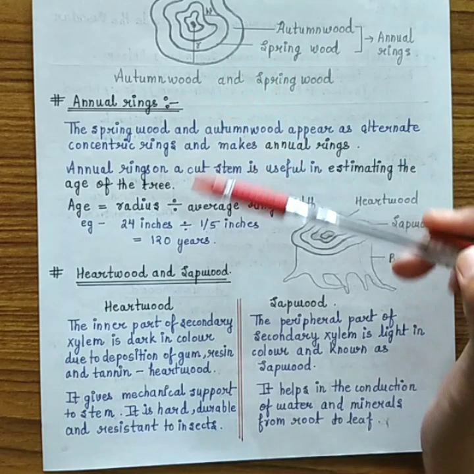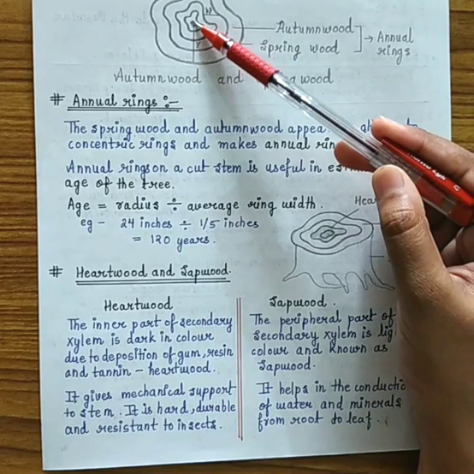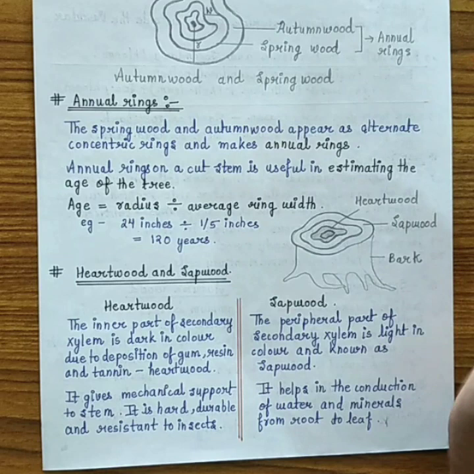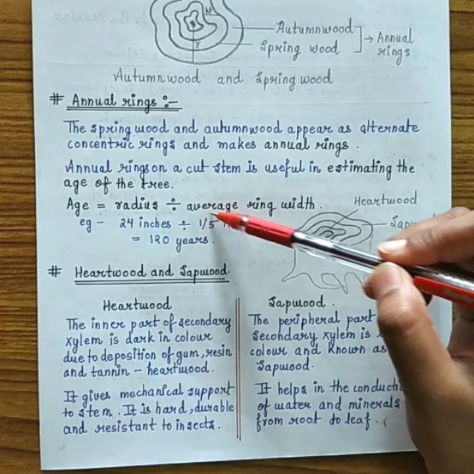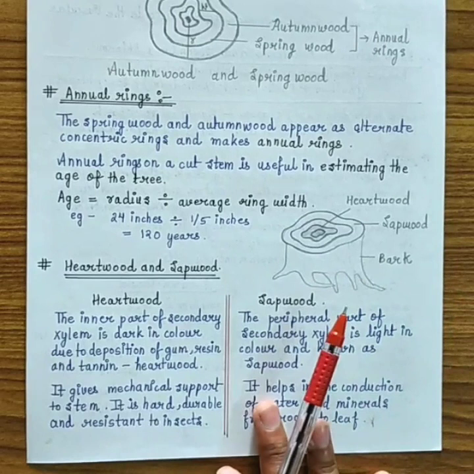So this is the radius, ये r है, this is the radius r and average ring width. हर ring की जो average width है उसके according उसको हम divide कर देते हैं. Age is equal to radius divided by average ring width and we get the age in years. That how many years the tree is how many years old. So this is how we get it.